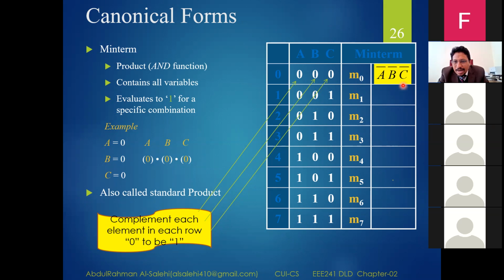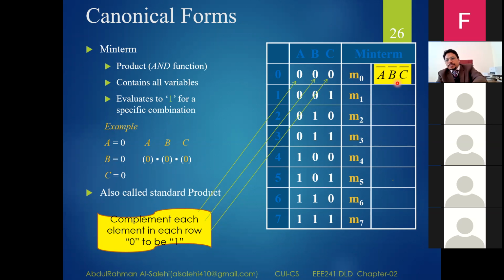How to be 1? This is the ANDing process between them, because in min term I'm taking the product or AND function. So to make it an AND function, to make them 1, I have to convert each 0 here to be 1, and to convert this, I have to take the complements. In the first row, all of them were 0, 0, 0, so it will be A prime, B prime, C prime.